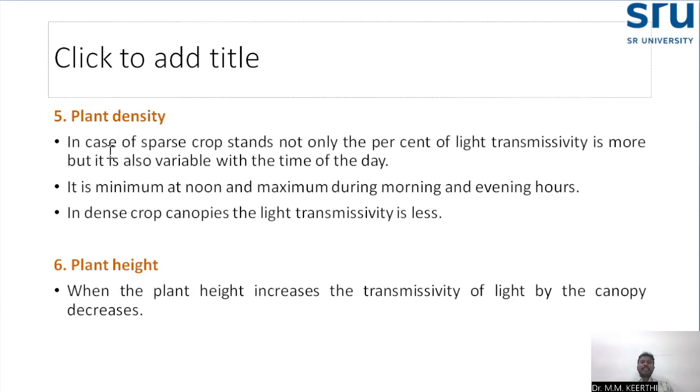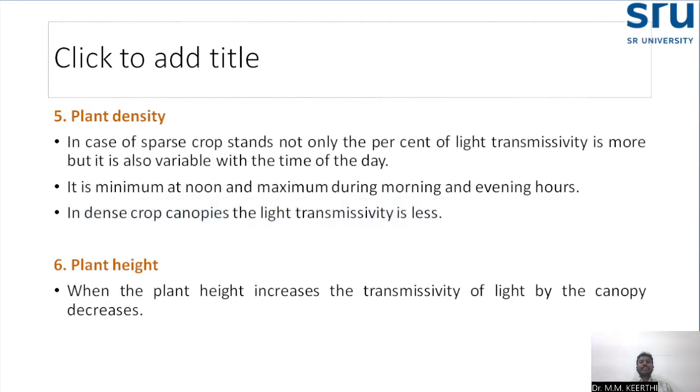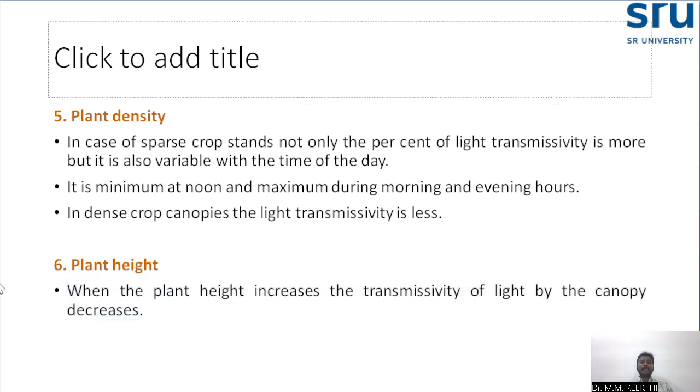Next, plant density. In case of plant density, not only is the percent of light transmitted more, but it is also variable within the time of the day. The minimum occurs in the afternoon, and the maximum occurs during morning and evening hours. So the transmittivity level is more during the morning and evening hours than the afternoon. In dense crop canopies, the light transmittivity is less. When the density is more, the light transmittivity is less. When we are talking about plant height, when the plant height is increasing, the transmittivity of light by the canopy also decreases. That is very important.